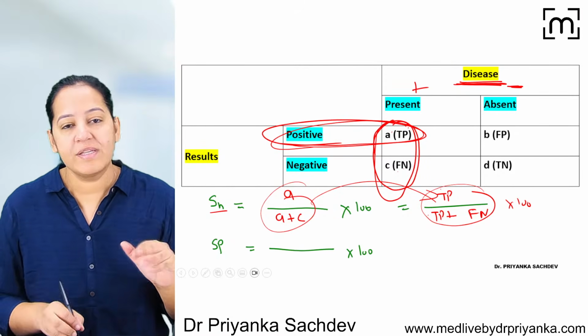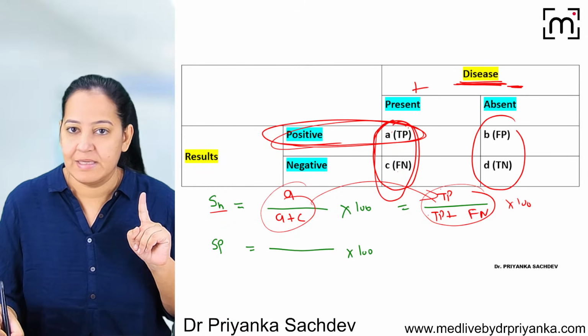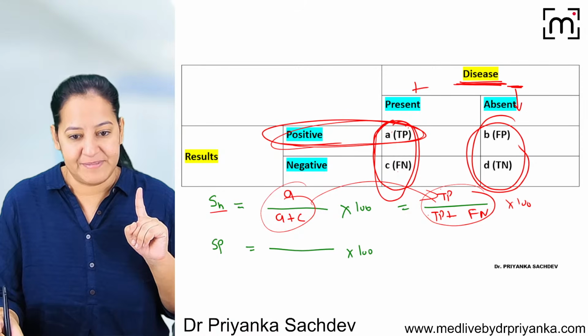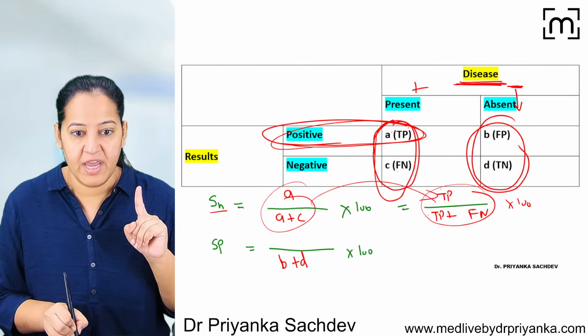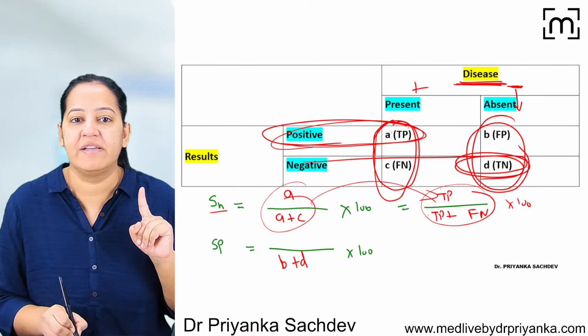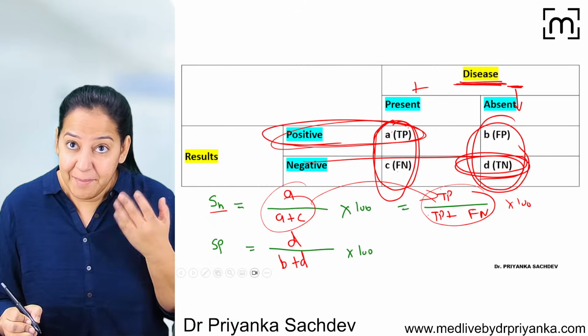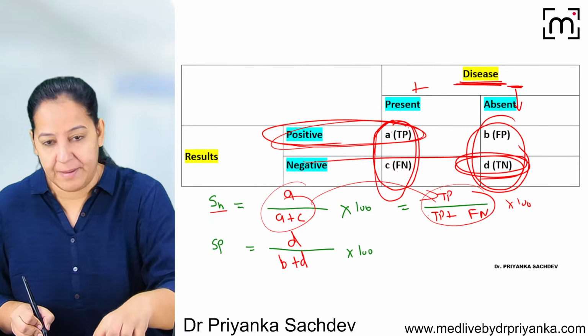This is the formula. What is specificity? Out of the people who don't have disease, B plus D, the disease is absent. In how many of them is the test negative? It's D upon B plus D. So it is the ability of a test to detect true negativity. That is D upon B plus D.